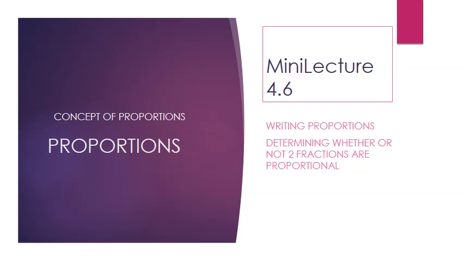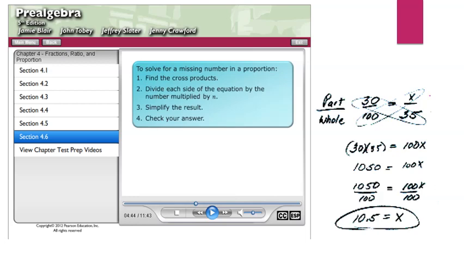So mini lecture 4.6 is talking about writing proportions and determining whether or not two fractions are proportional. And there's also a missing piece in the proportion that we're going to talk about. Basically, if there is a number missing in a proportion, so far what we've learned is that a proportion is given to us and we just have to set it up. And it's equal, so we know it's a proportion.